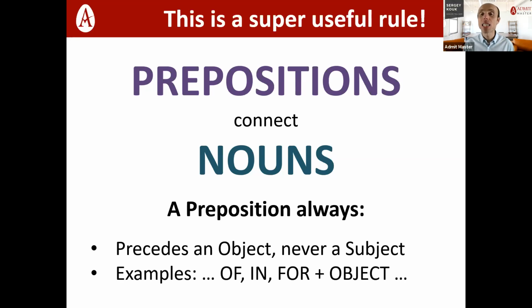What you're going to find is, in order to connect a lot of nouns in a sentence, the GMAT will need to use a lot of prepositions. And of course, we do the same when we speak. What's interesting is that there is a very black and white rule, and that is, if you have a preposition, what comes after it is always an object. No exceptions. You cannot have a subject after a preposition.